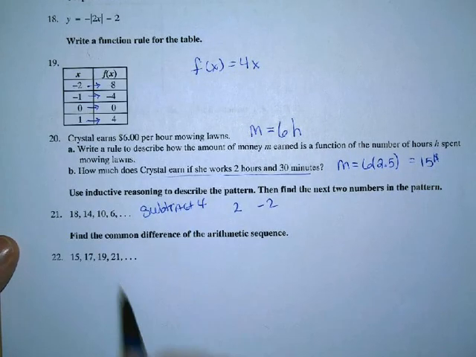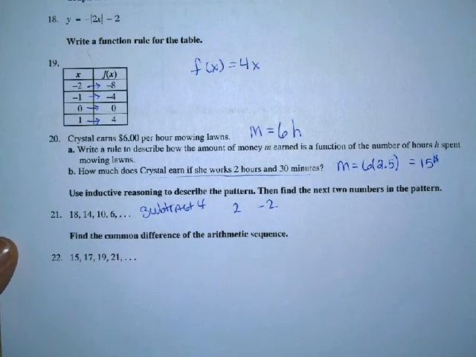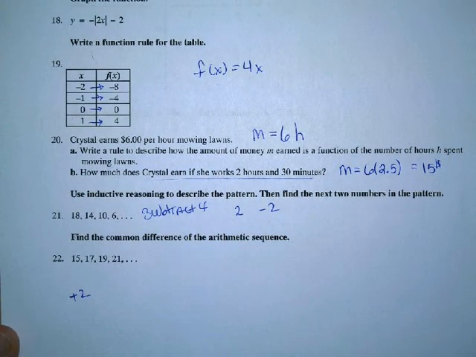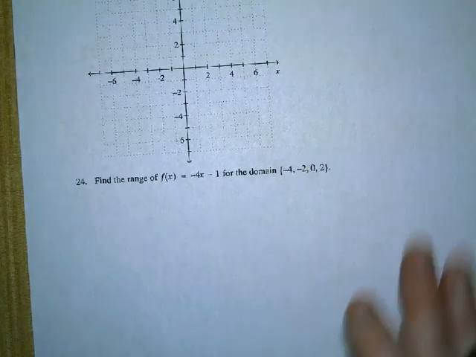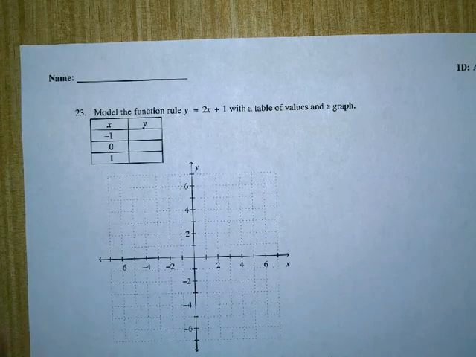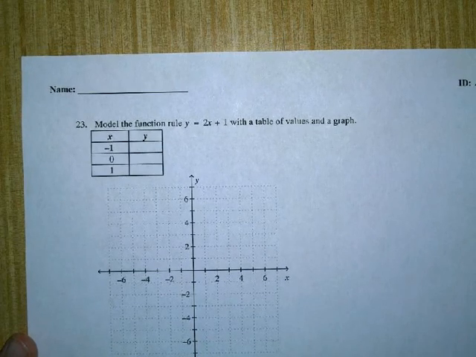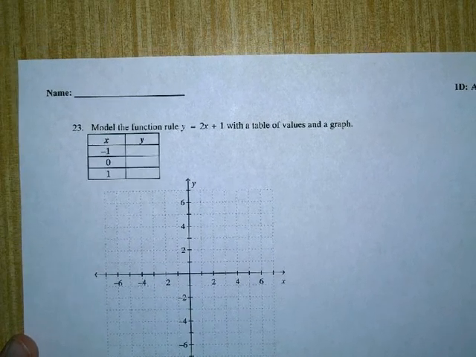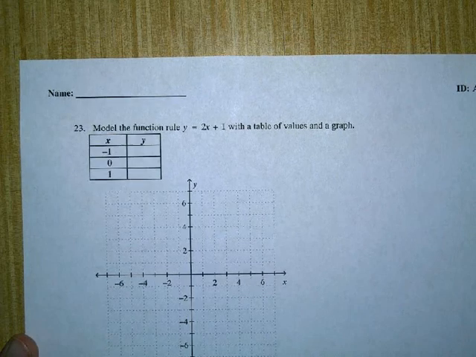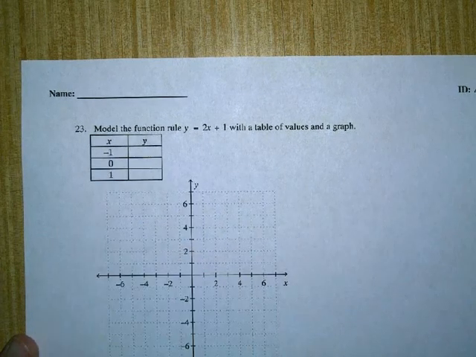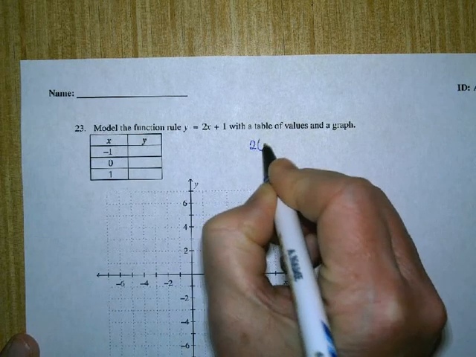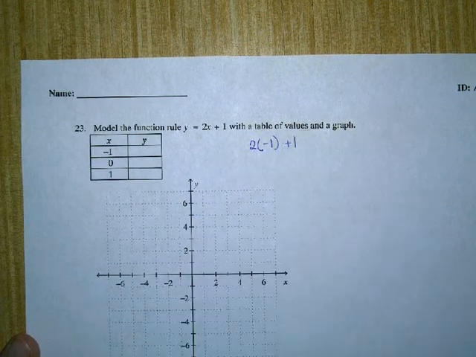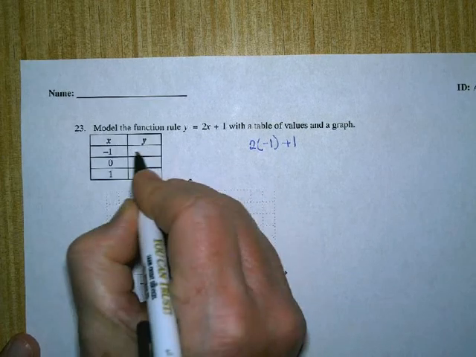Model the function rule with a table and a graph. So you are to put these x values in the function and then we're going to graph it. So when I put in negative 1, what do I get? 2 times negative 1 plus 1. Negative 1. Okay, then I'm going to use 0. What do I get? 1. I'm going to use 1. Okay.